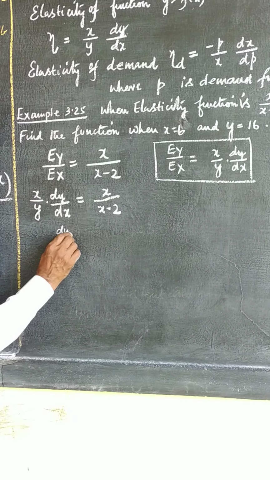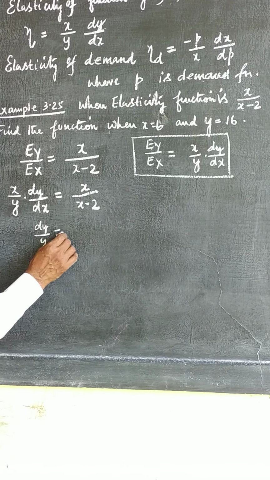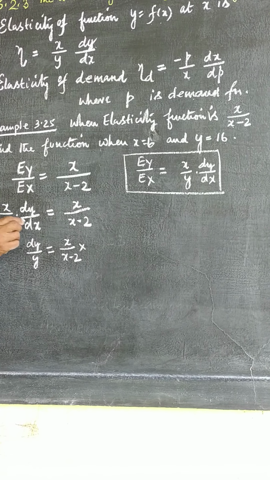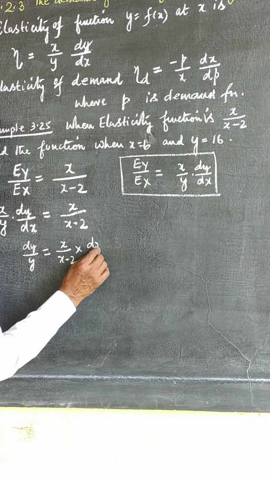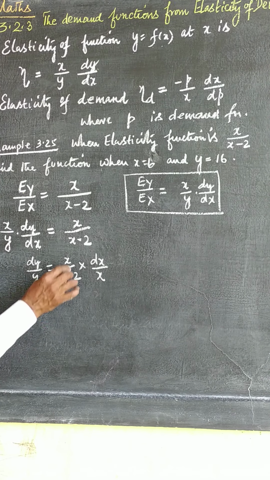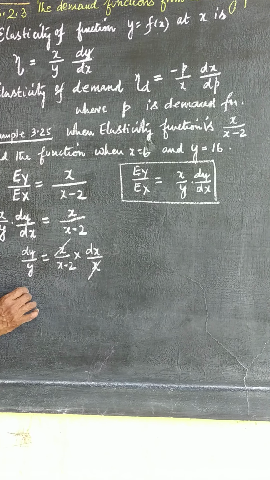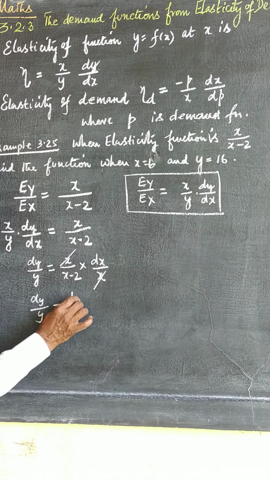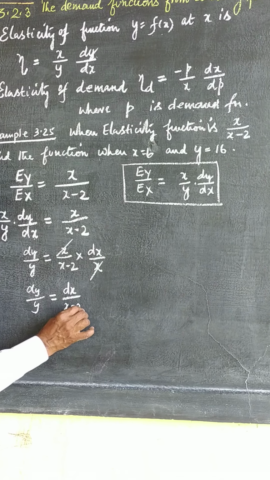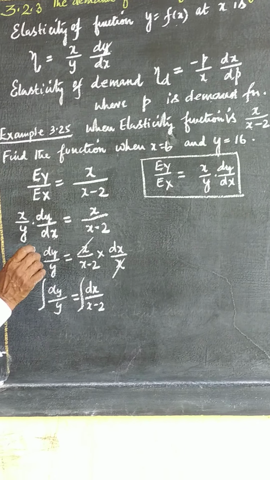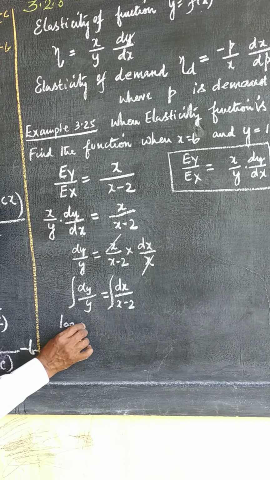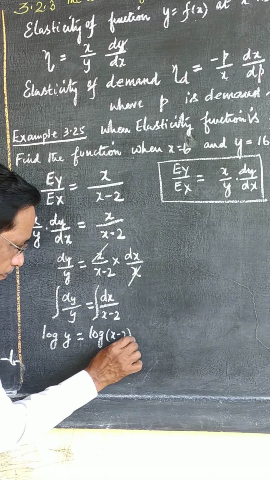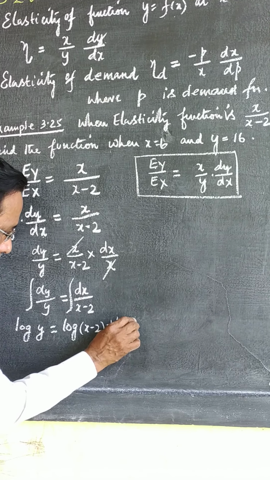dy by y is equal to dx by x minus 2. The left hand side x by dx becomes dx by x. Now this x and x get cancelled. Now dy by y is equal to dx by x minus 2. On integrating, we get log y is equal to log x minus 2 plus log k.